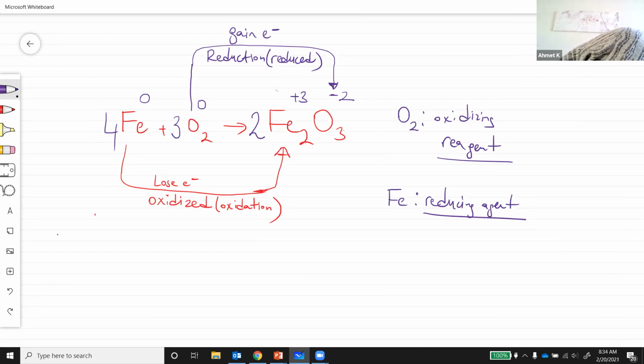Okay. All right, so let's do one example with oxidation, and then we can move on. Let's see. Oh, that was a big gasp.